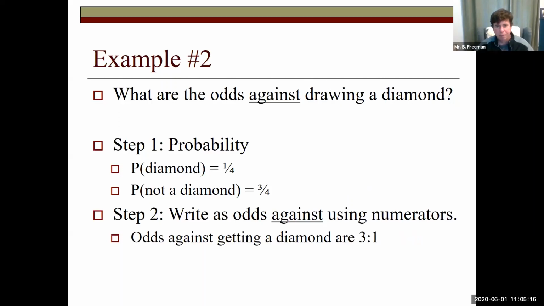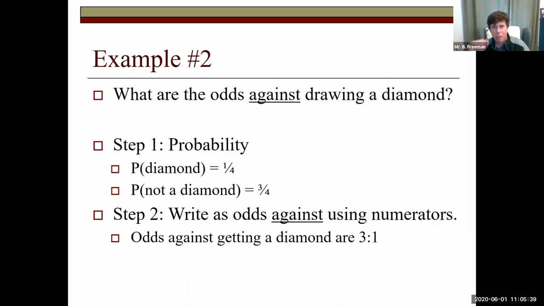It's really only the two-step questions where sometimes you need to do a little bit of work in between. Another example, what are the odds against drawing a diamond? Remember, with probability and odds, we have two different things we look at here: the odds in favor of it happening or the odds against it happening. And so in this case, it's the exact same process. I'm just going to write the final answer in a different way.